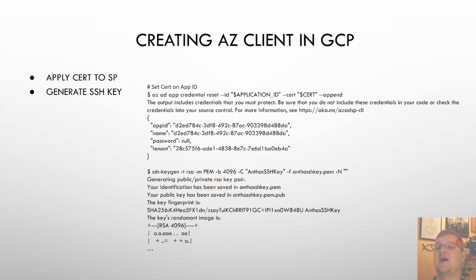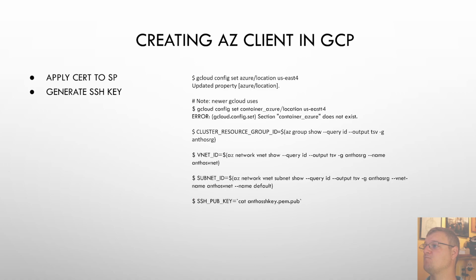I got to apply the cert from G-Cloud over to Azure. So now I apply it to Azure, and I generate a PEM file out of it so I can get the public key. And I'm going to be using that public key for things like node pools and the control plane. So now I do the resource group, the VNet, the subnet, the key, setting all these environment variables here.